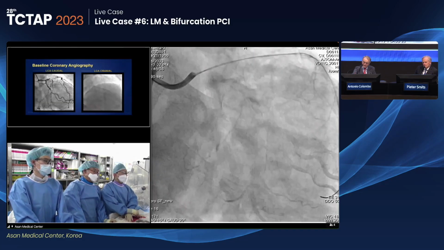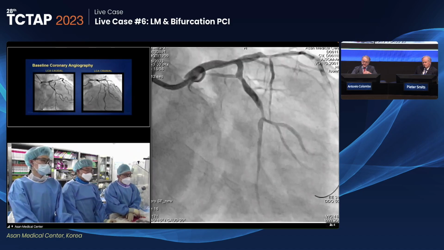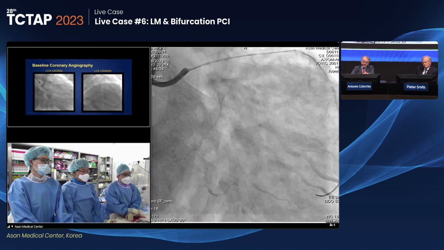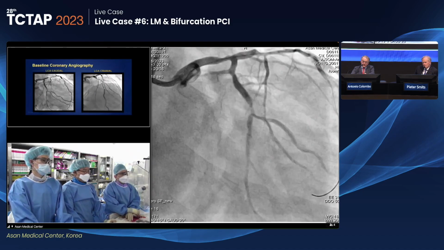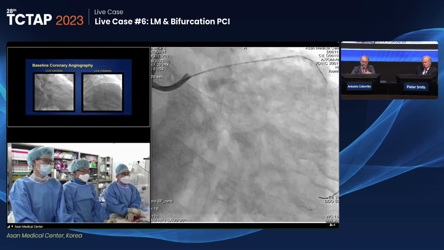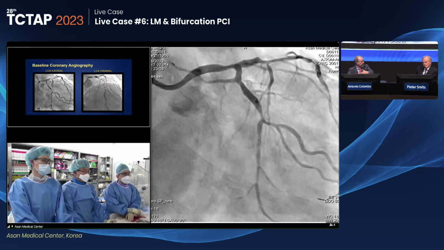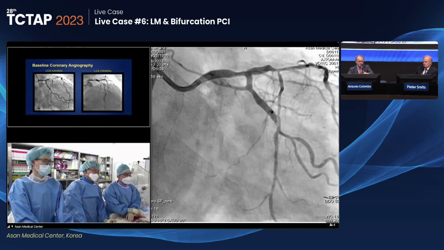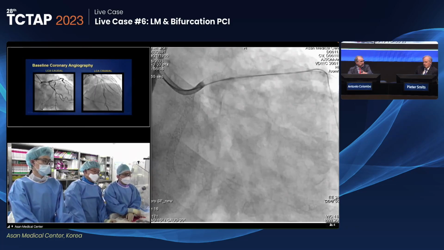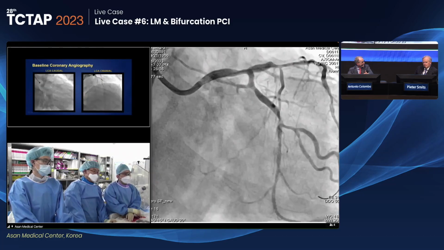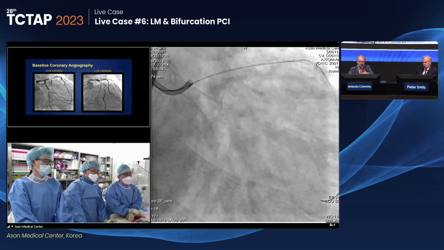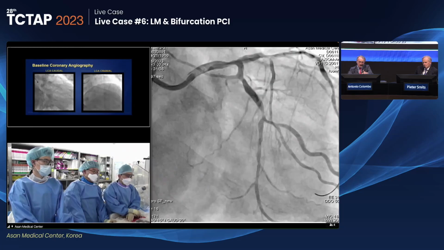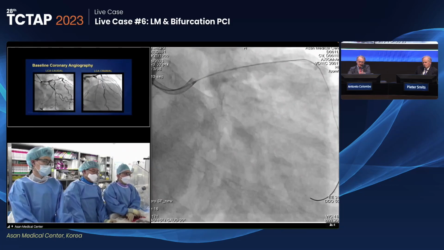But the circumflex, this is, for example, one typical lesion in the circumflex where we would try to do DCB, because it's long. There are many side branches. If you start placing a stent, you're going to waste 1 hour to protect all the branches. With DCB, maybe you can get out just protecting the OM.